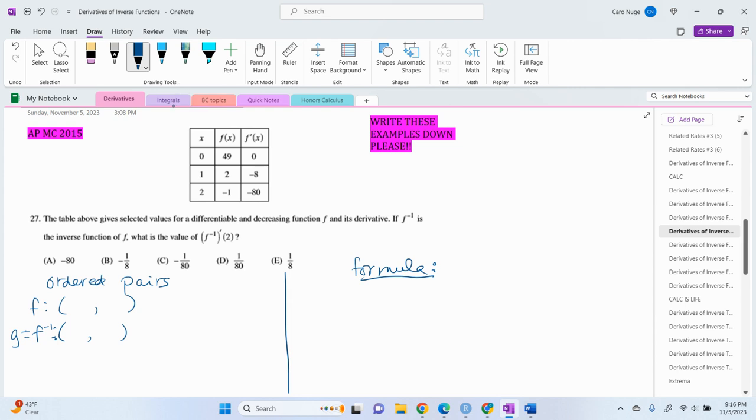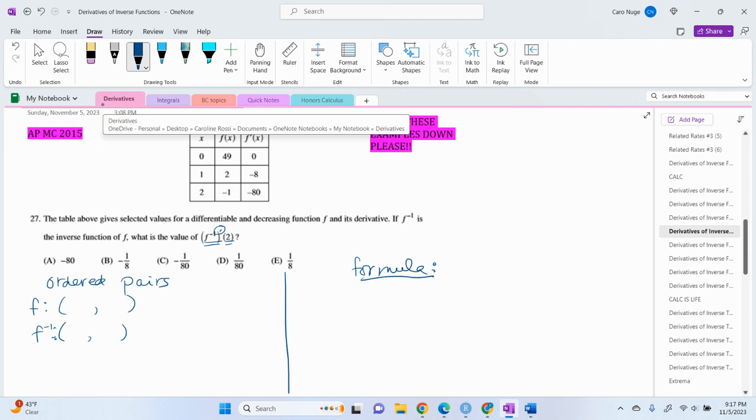Pause quick if you need to. So it says the table above gives selected values for a differentiable and decreasing function f and its derivative f prime. If f to the negative 1 is the inverse function of f. So what is this thing even asking? This wants the derivative of the inverse at 2. Now they didn't use g here. Sometimes they call the inverse g, but they didn't in this case. We're just going to call it f to the negative 1.